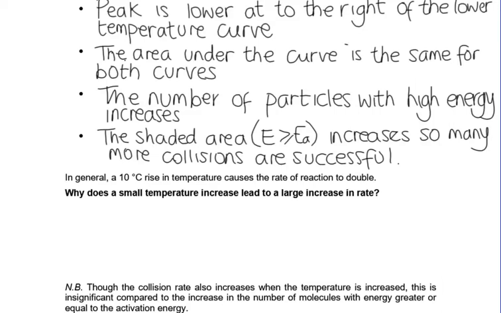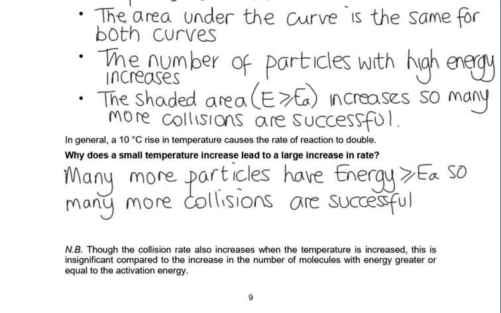Okay, so in general, a very small increase in temperature, just 10 degrees, so warming it up from room temperature to say 30 degrees, is going to cause the rate to roughly double. Why does such a small increase lead to a large increase in rate? It's all to do with the size of that increase in particles with enough energy to undergo collision. So let's just write that in. So many more particles have energy greater than or equal to the activation energy, so many more collisions are successful.